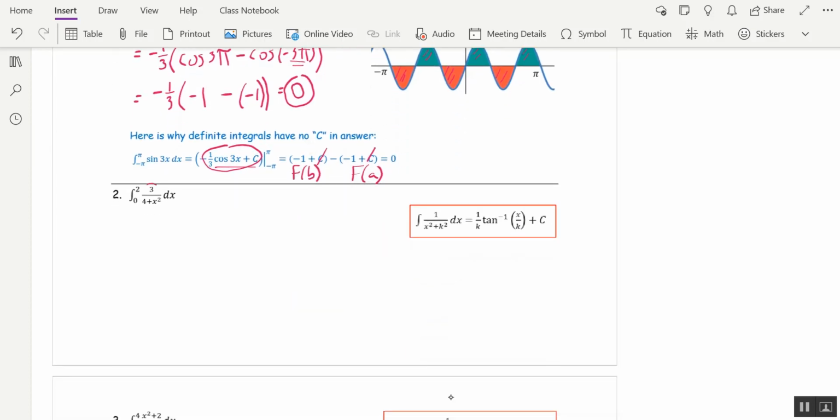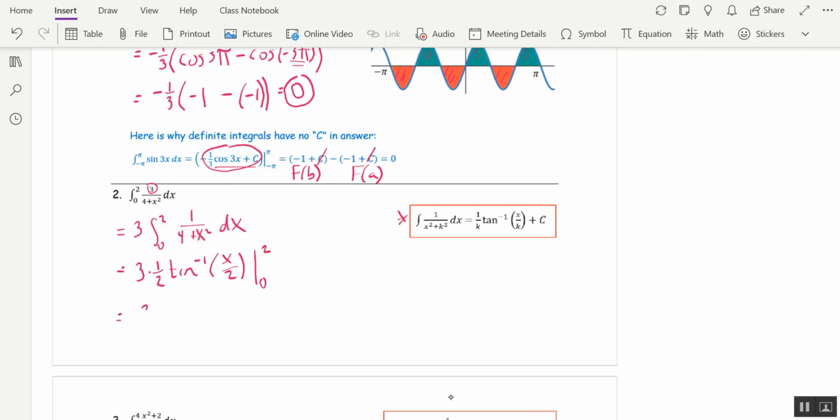The 3 up here is a constant. We can pull that out. So this is 3 times the integral from 0 to 2 of 1 over 4 plus x squared dx. And so again, this is a Bible formula with k equal to 2. So that's 3 times 1/2 tangent inverse of x over 2, straight bar 0 and 2.